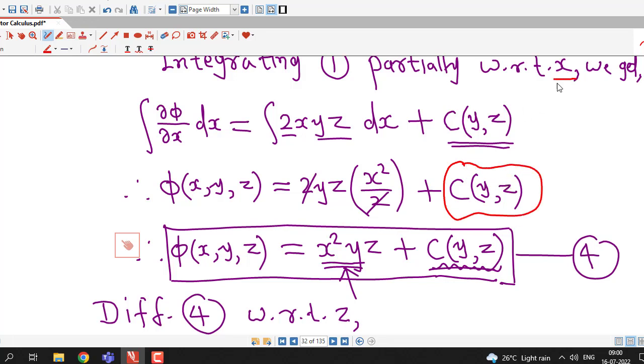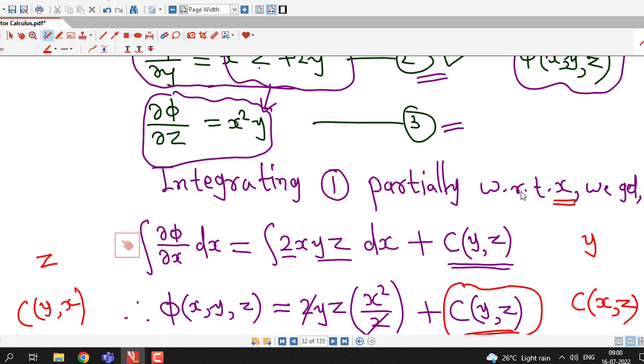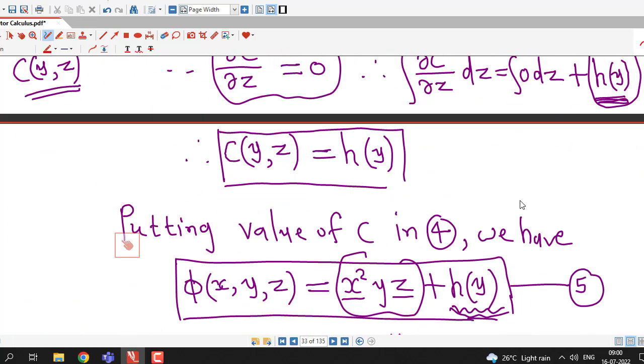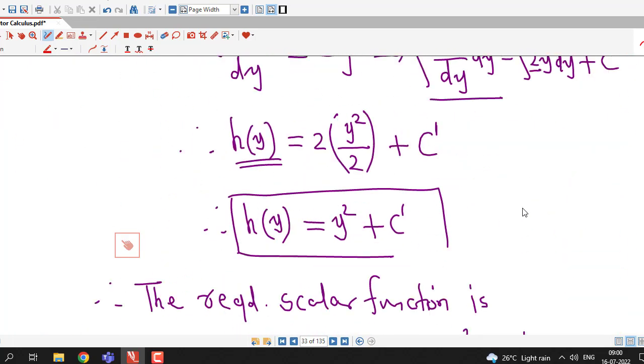If we start with x, if we start with y, this c will be a function of x and z, and if we start by integrating with respect to z, c will be a function of y and x. So our role is to find this function using the remaining two equations, and you can see that it is very easy. So this is all about this session.